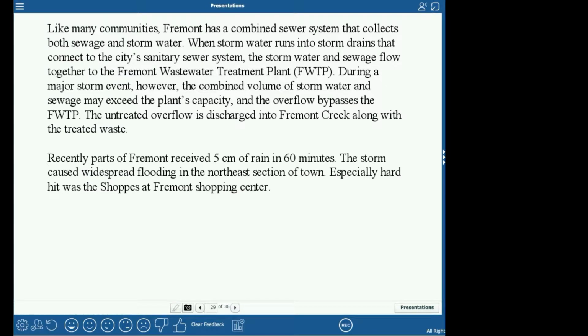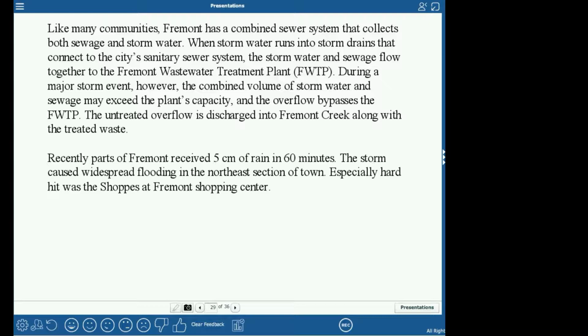Okay, so like many communities, Fremont is the town that it seems like is always listed on the AP exam. They always talk about this town Fremont. It's a fake town. Even though there's a Fremont in California, this is a fake one. The Fremont in California doesn't actually do all these things. But anyway, they have a combined sewer system that collects sewage and stormwater.